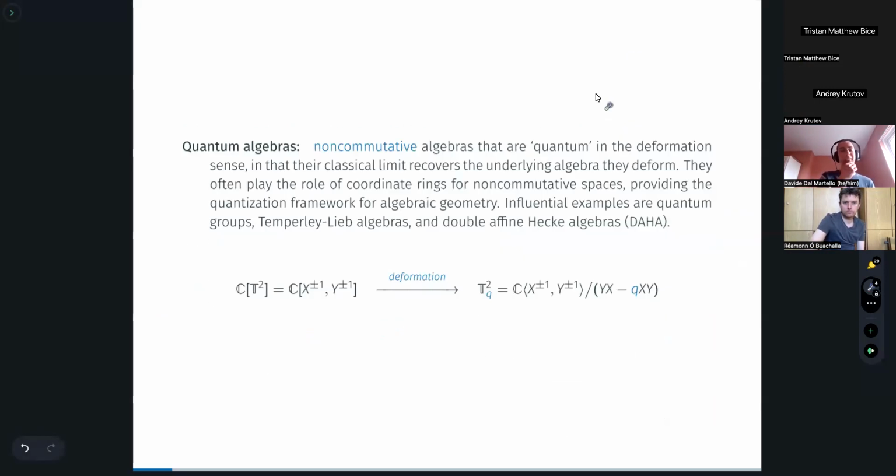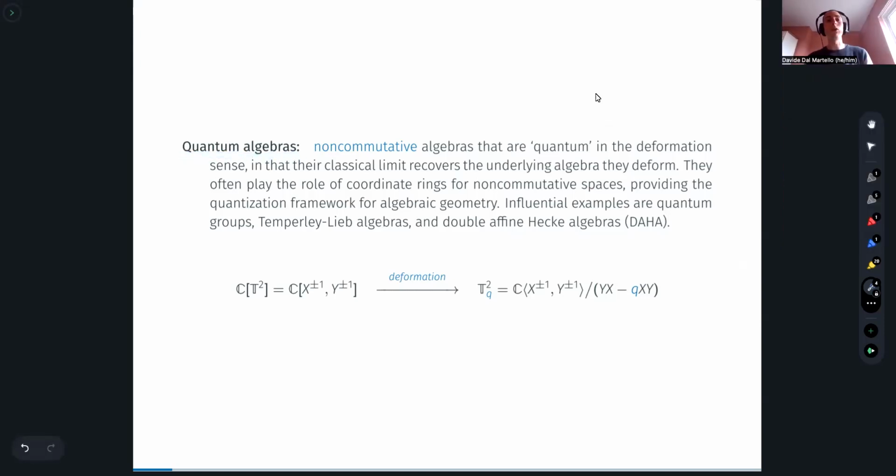So yeah, let me break the ice by getting everybody on the same page, at least with some of the jargon I'm going to use, and, in the broadest possible terms, the area I work within. For me, quantum algebras are first and foremost non-commutative algebras, and the way they are quantum is in the deformation sense. You start with a more classical, more familiar algebraic object, and you deform it with a parameter, typically q.